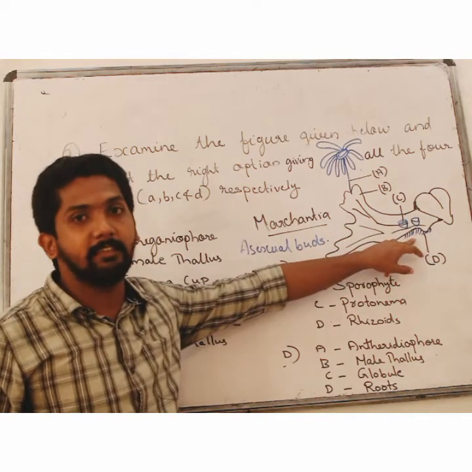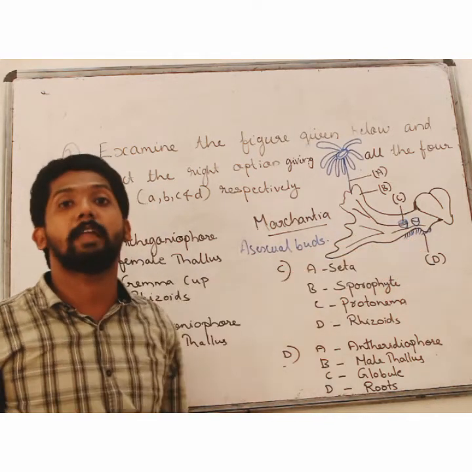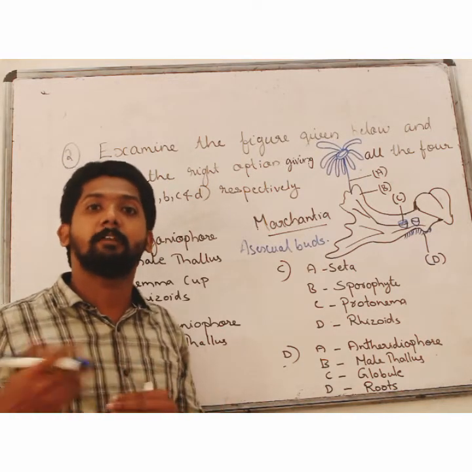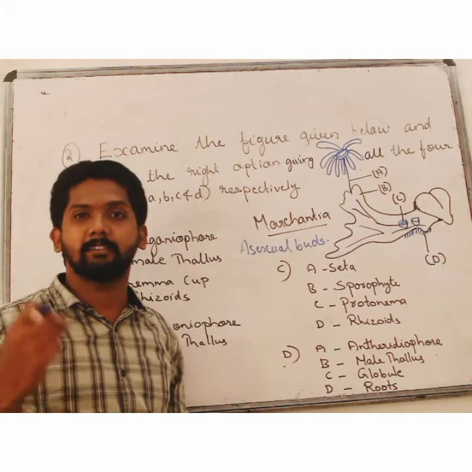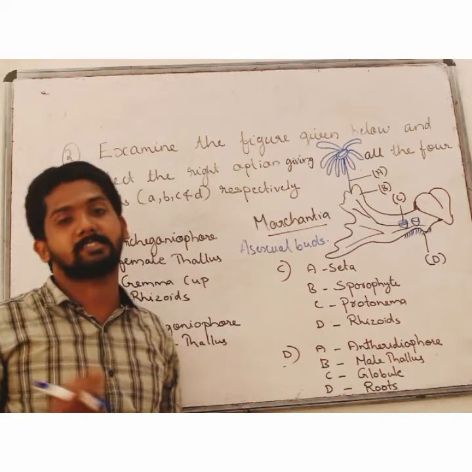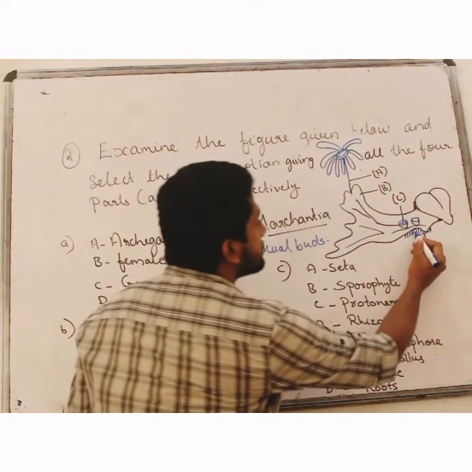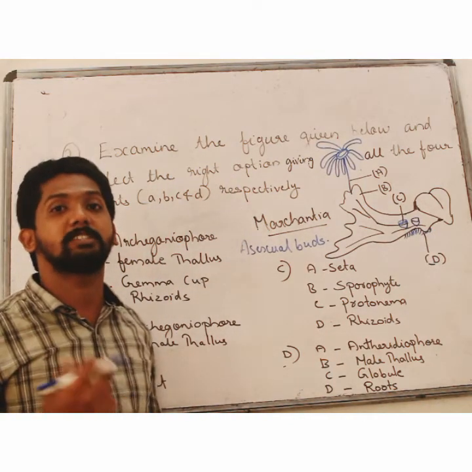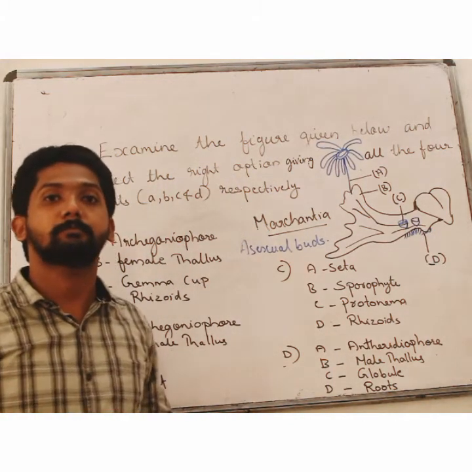Then D, this portion is actually a root-like structure. We know that bryophytes have no root, no stem and no leaf. They have root-like, stem-like and leaf-like structures. Here these root-like structures are called rhizoids. What is the function of rhizoid?